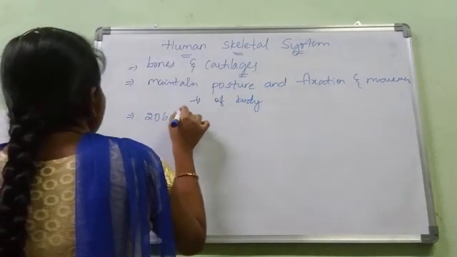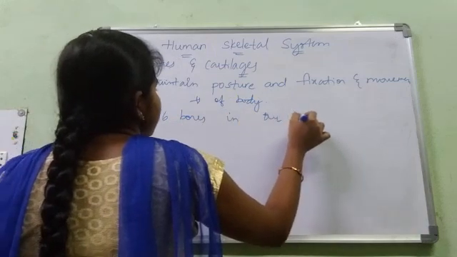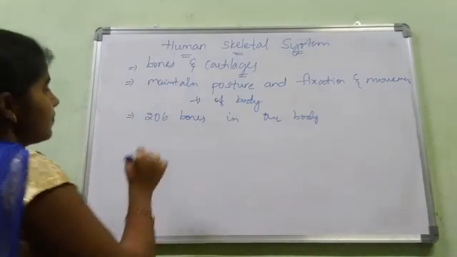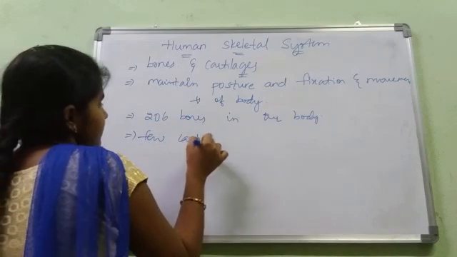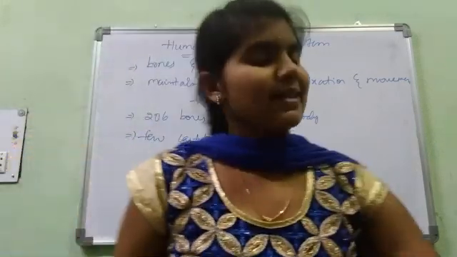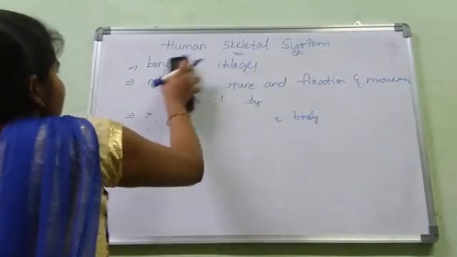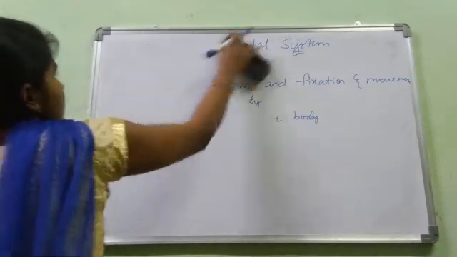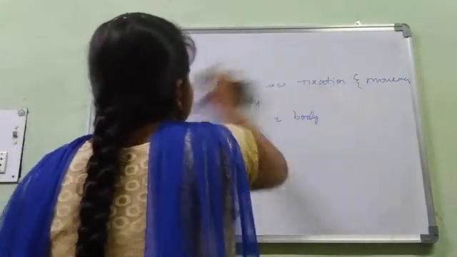There are 206 bones in our body, and a few cartilages are also present. So let us discuss now how many bones are present in each part. In total, 206 bones.